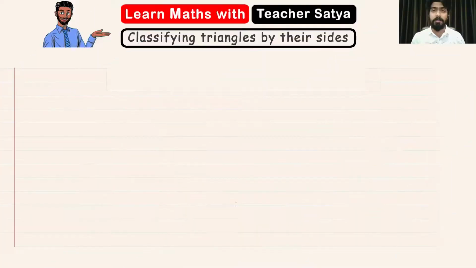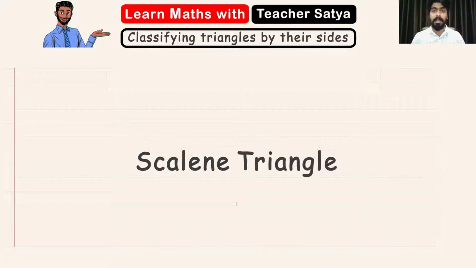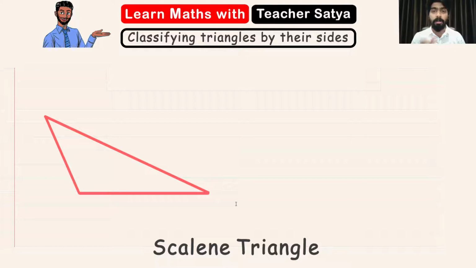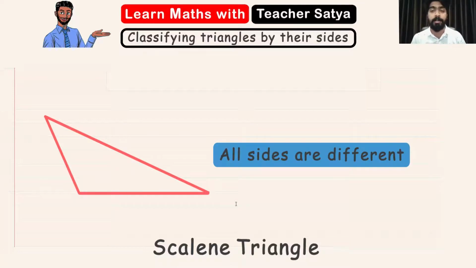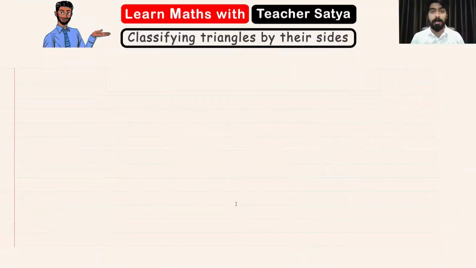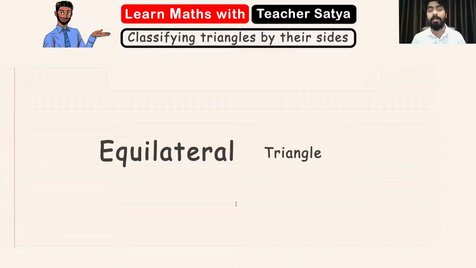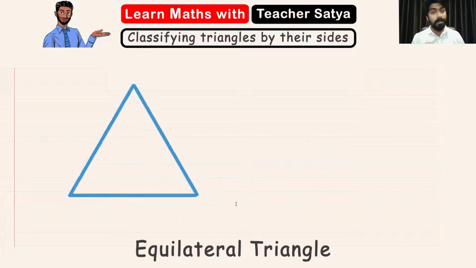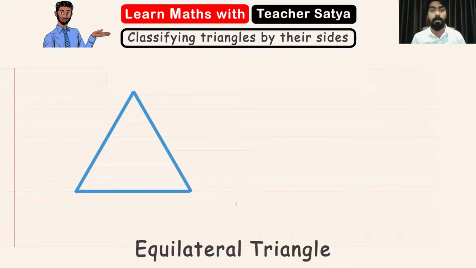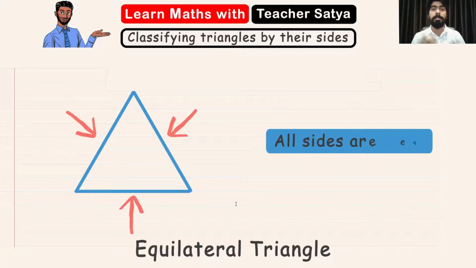The second type of triangle that we'll be talking about is a scalene triangle. In a scalene triangle, all of its sides will be different. Now the third type of triangle that we'll be talking about is what we call an equilateral triangle. And by the word equi itself, we mean it's equal. That means all of its sides will be equal.